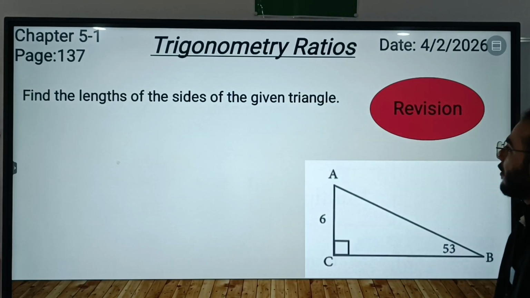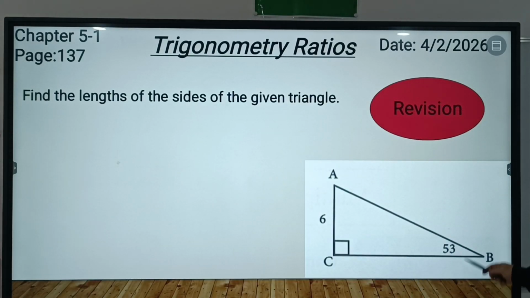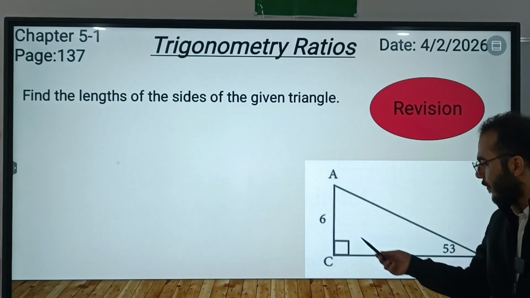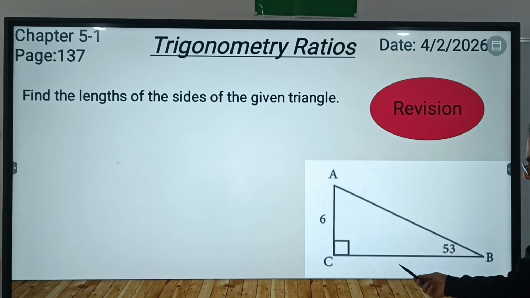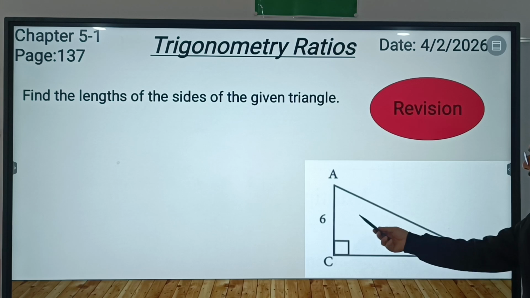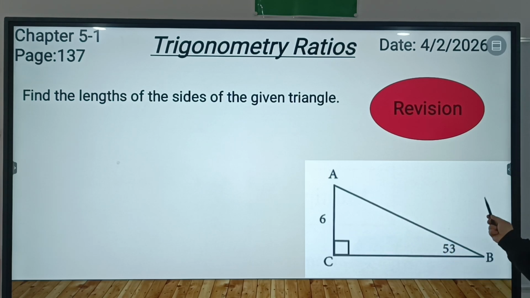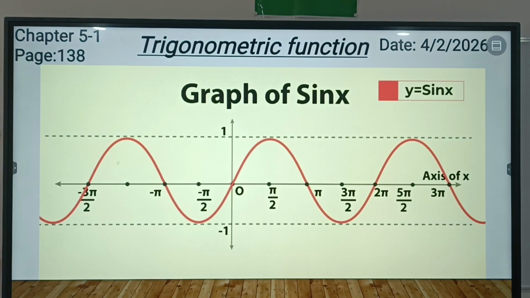Okay, find the length of the side. I will just leave this question for you. You can just do it. 53, so tan 53 equals 6 over this side. You are going to find this side. Then use sine 53 equals 6 over the hypotenuse. You can just find it out by yourself easily.